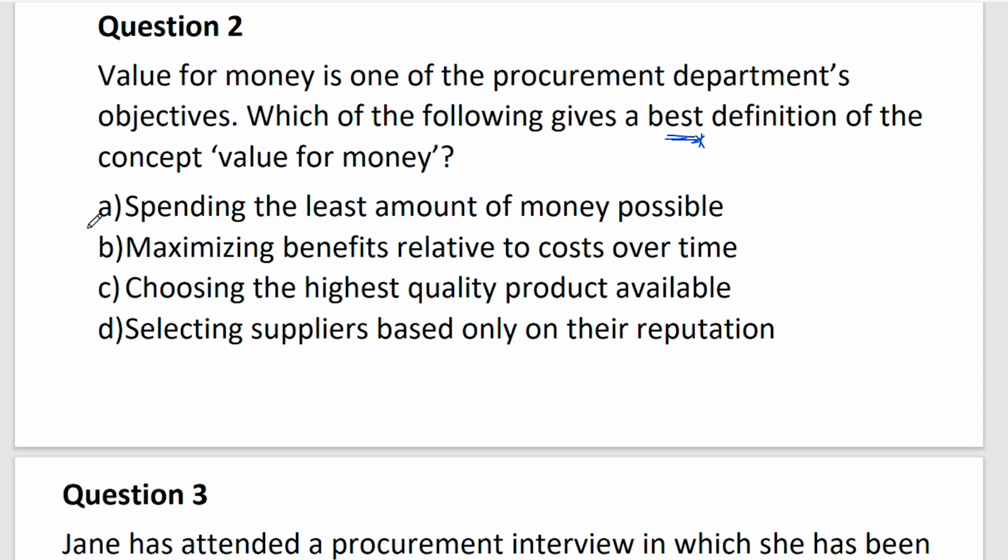Is it spending the least amount of money possible? I mean, sometimes, yes, you want to save money, but it doesn't really mean that if you spend the least amount of money possible, then you're getting value for money. Not really. Is it maximizing benefits relative to cost over time? Is it choosing the highest quality product available? I mean, you're probably like, yeah, I'm going with a designer product. Is it selecting suppliers based on their reputation? Not really. It's just maximizing benefits relative to cost over time. So that's that. In that case, the answer is B.